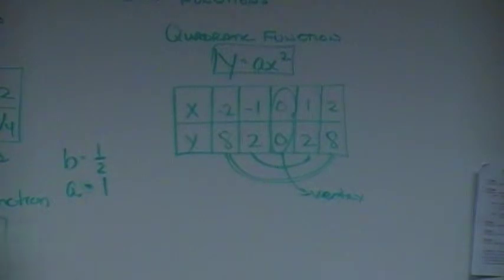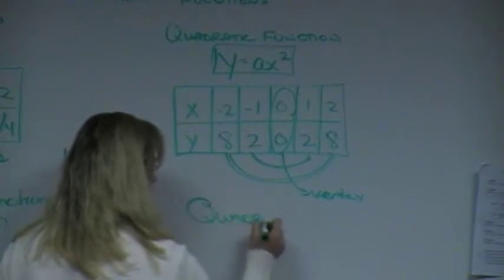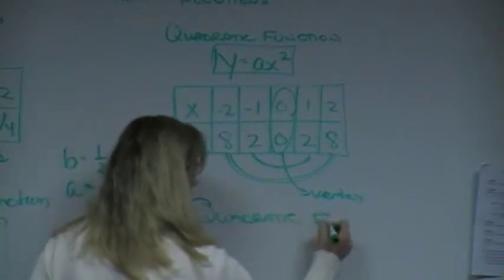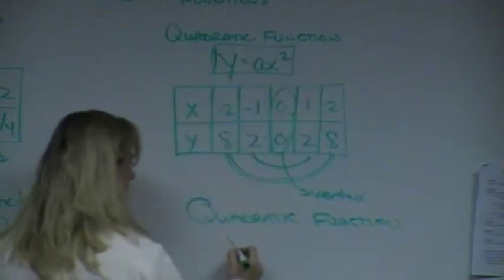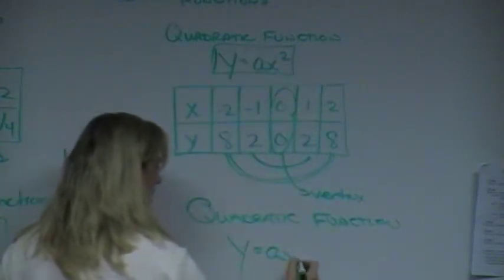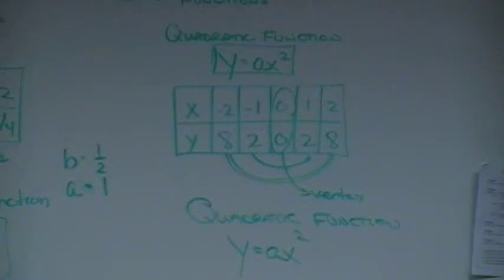Now, how do I figure out how to write this? We know it's a quadratic. The problem is, how do we write this quadratic? And I told you guys we're only going to write it in this form. Y equals ax squared, because our vertex is 0, 0, and our axis of symmetry is x equals 0. Now, the problem is we don't know what a is.